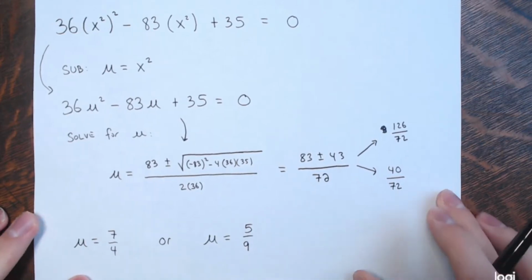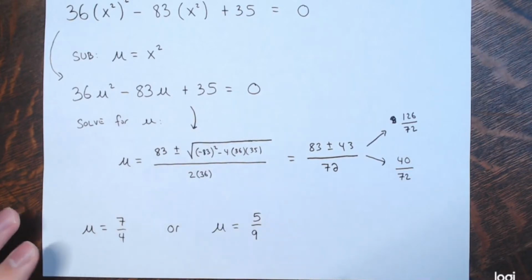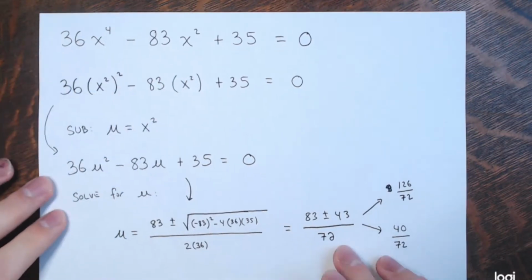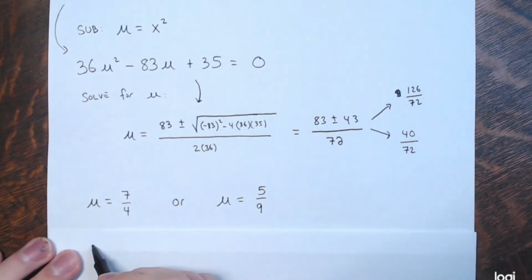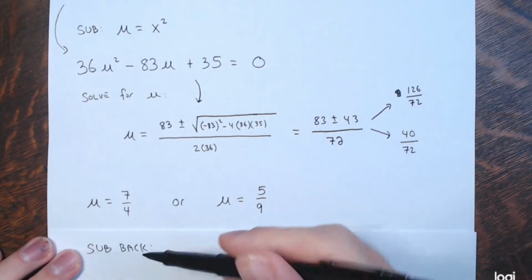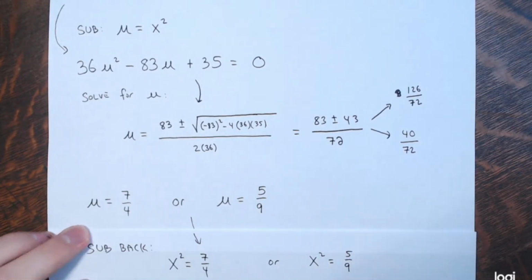Okay. So I took this equation here and solved for u. But remember, the original equation was in x. I want to find solutions with x, right? So now we sub back. Remember, u was x squared. So these equations become x squared equals 7/4, or x squared equals 5 ninths. And then I solve these.